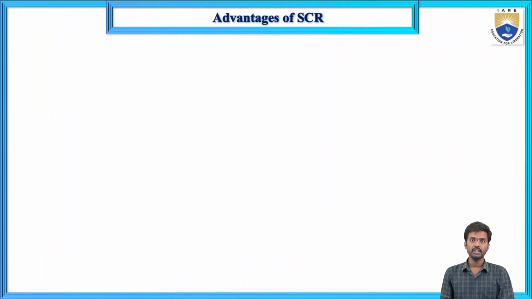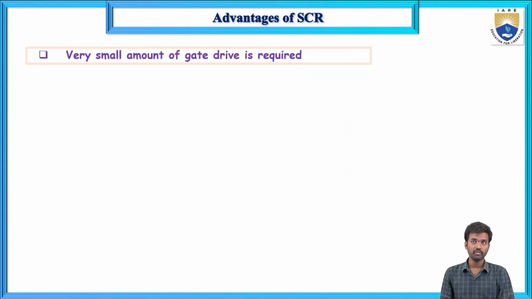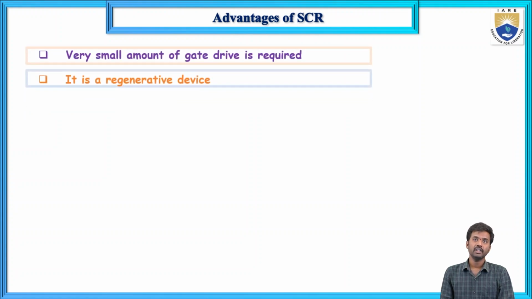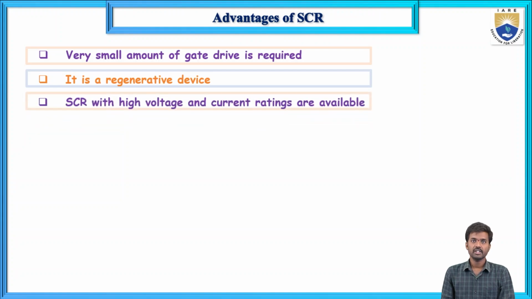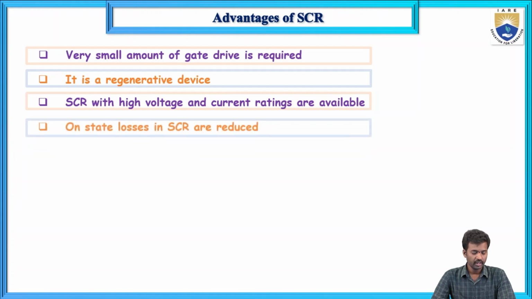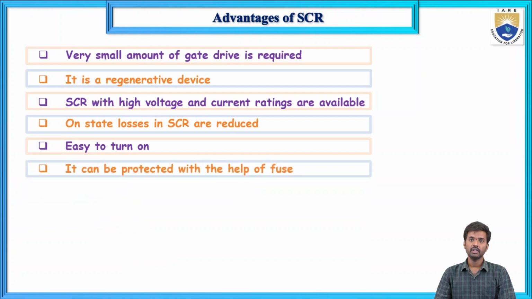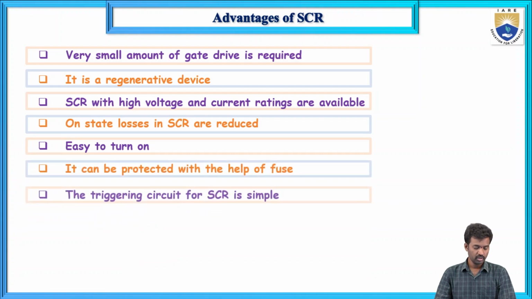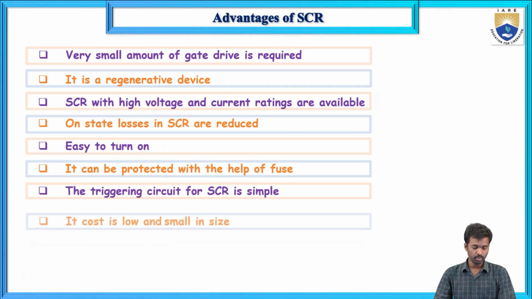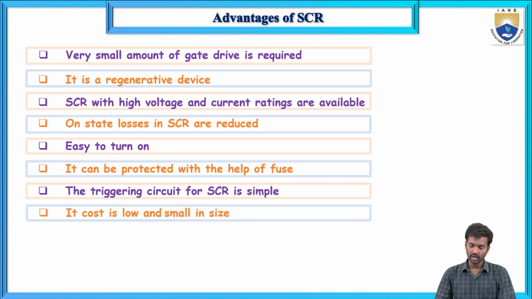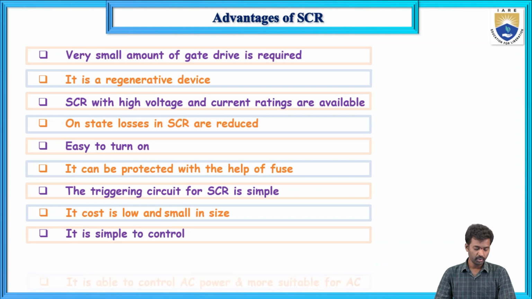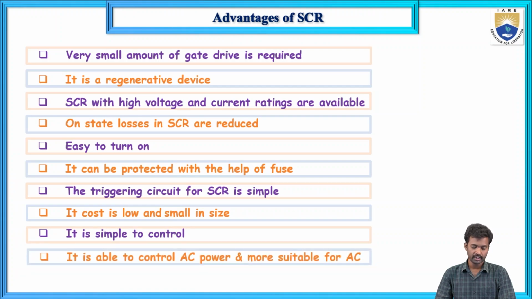And next, what are the advantages? First, a very small amount of gate drive is required, and it is a regenerative device. SCRs with high voltage and high current ratings are available. And next, on-state losses in the SCR are reduced, and it is easy to turn on. It can be protected with the help of a fuse, the triggering circuit of the SCR is simple, low cost and small in size, and it is simple to control. It is able to control AC power and is more suitable for AC. And next, fast switching speed.